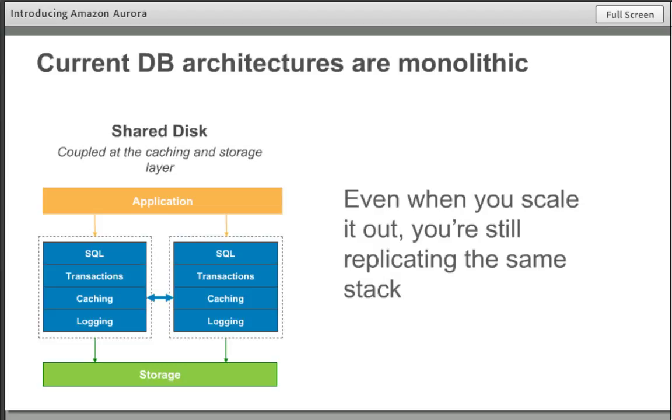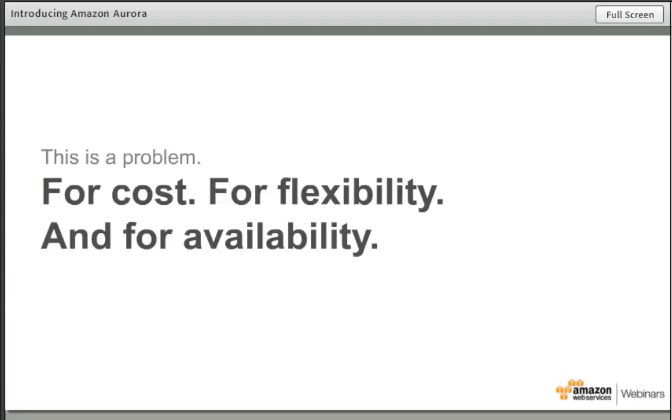Now, of all the options I just showed you, one thing to notice is that the blue box, that collection of functionality, the SQL transactions, caching, and logging were basically the same in every option. We were just taking that thing, sticking it on a box, and maybe we try and replicate it, and we try to do clever things at the storage layer, but that section wasn't changing. And that's something that we viewed as a problem that needed to be solved when we were designing Aurora.